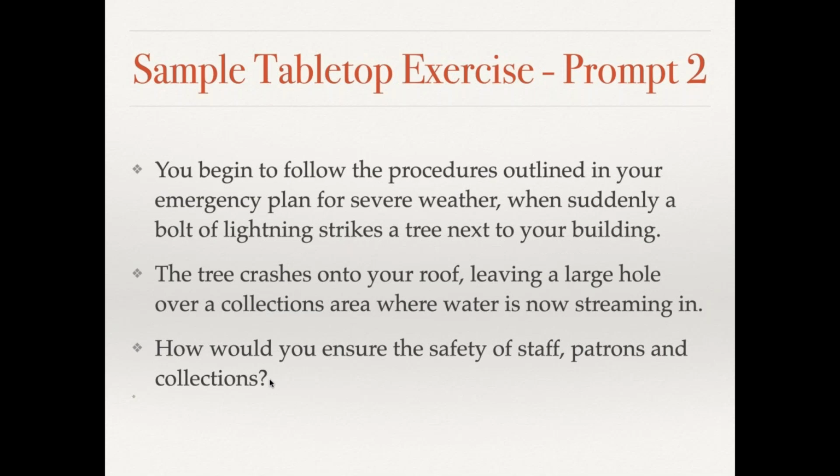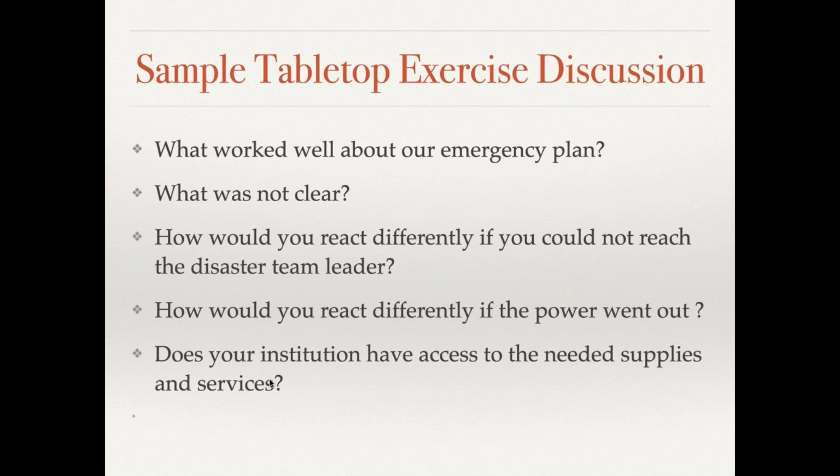where you tell people that they are following the procedures outlined in the emergency plan for severe weather. And then you have a tree that gets struck by a bolt of lightning, crashing into your roof, leaving a large hole over collections where water is now streaming in. And your group has to decide how they're going to ensure the safety of staff, patrons, and collections. That sounds like a fun one to discuss to me. Give people a little time to work through that. And then make sure you add time to debrief.